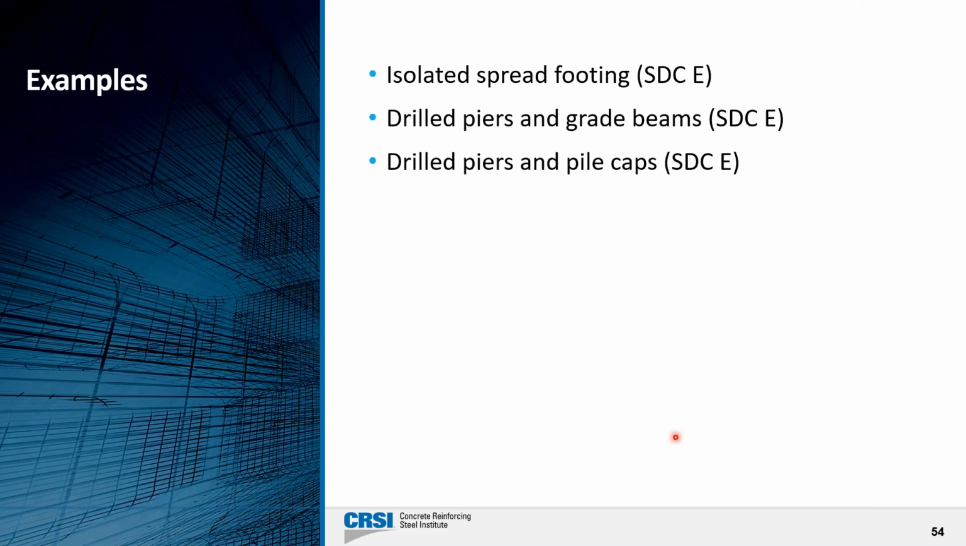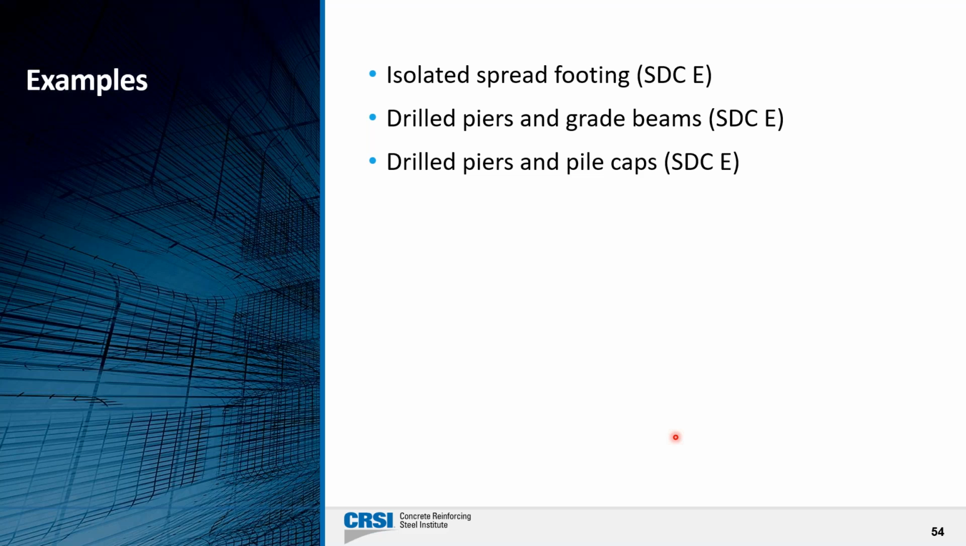Last thing we'll talk about here before we get into some other resources that are available, we go through a complete example of an isolated spread footing for moment frame and seismic design category E, drilled pier and grade beam, and drilled pier and pile cap. You don't see design of pile caps often enough in a lot of different places. We do have a design guide that covers it, but not for seismic in particular. So we have done things in this particular example you're not going to see anywhere else. We believe it's on the conservative side.